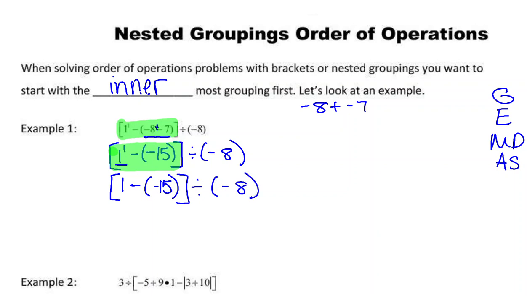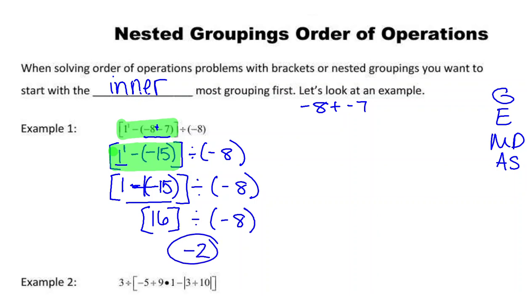Now I have the brackets, but I only have 1 minus -15. Remember, those are the dancing negative signs. They come together and make a big plus. So I have 1 plus 15, which is 16, and you can leave it in the brackets if you want, divided by -8. And then 16 divided by -8 would be a -2. And remember, you can use the triangle for that one, or the tic-tac-toe. A positive divided by a negative is a negative.